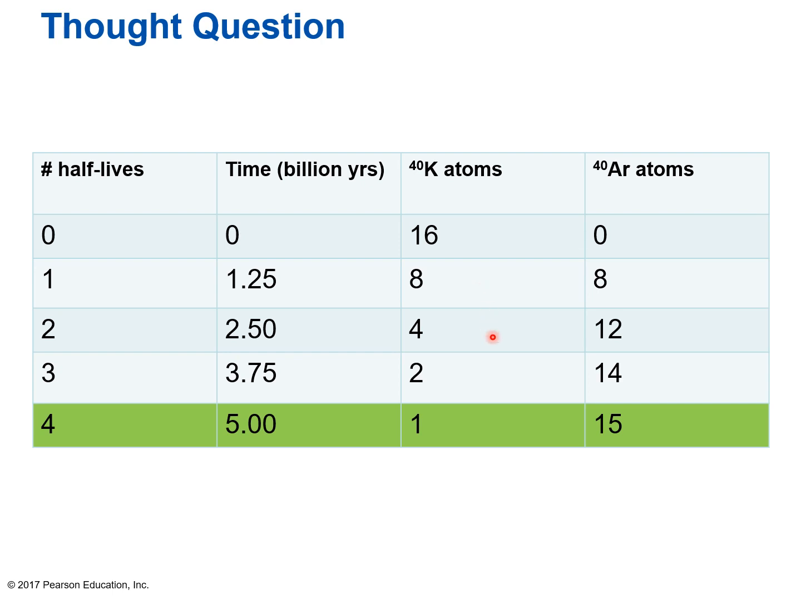Another half-life goes by, and those 8 have been reduced to 4. And everything else, if it gets reduced, it's no longer potassium, it's now argon. So now we have 12 argon-40 atoms. And then another half-life goes by. Those 4 get reduced to 2, and the 2 get reduced to 1, and now 4 half-lives have gone by, and we're left with 1 potassium-40 for every 15 argon-40s. And we can see 4 half-lives, that's a time of 5 billion years, because each half-life is 1.25 billion years.